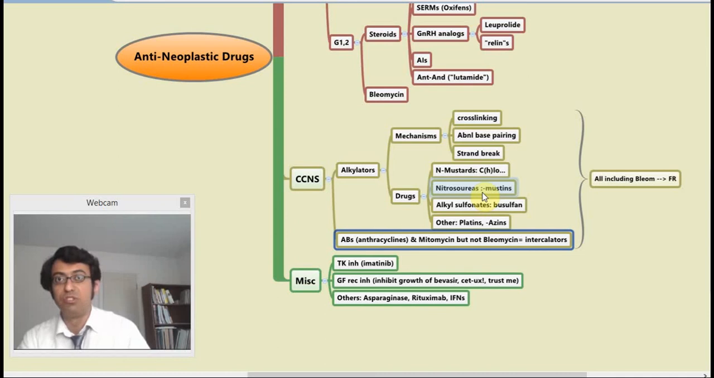They will have CNS side effects, including seizure. What's the exact location of action of cyclophosphamide? It causes intrastrand cross-linking of double-stranded DNA at the guanine N7 position.